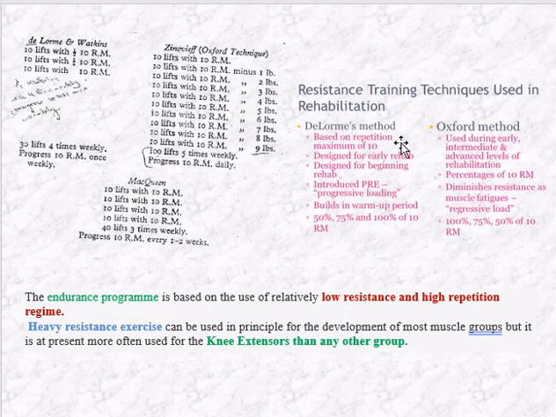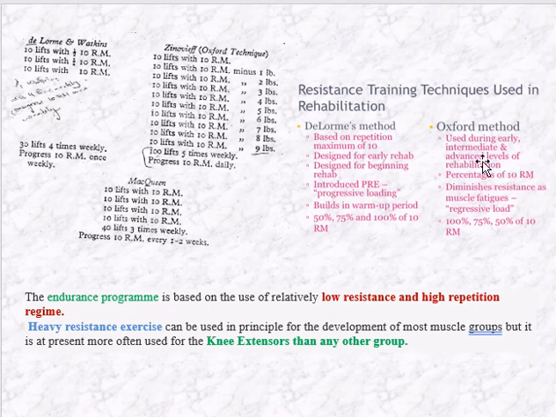The DeLorme method is based on a repetition maximum of 10 and designed for early rehabilitation, introducing progressive loading and building in a warm-up period. 50%, 75% and 100% of the 10 repetition maximum are used. 1 by 2 means 50%, 3 by 4 means 75%.